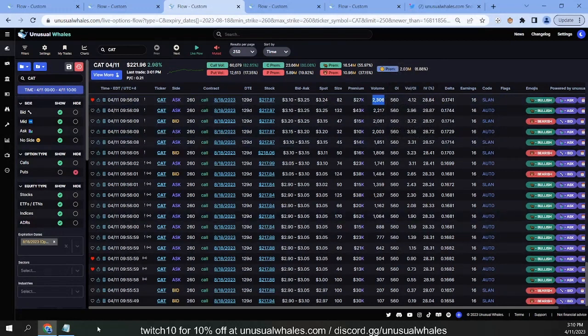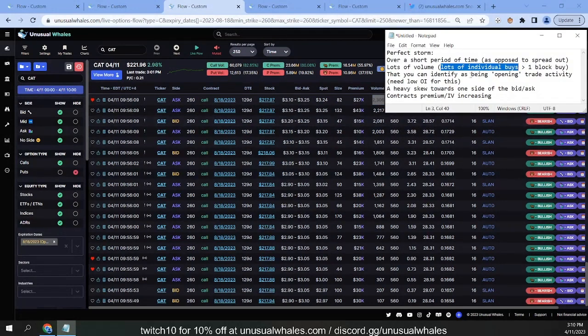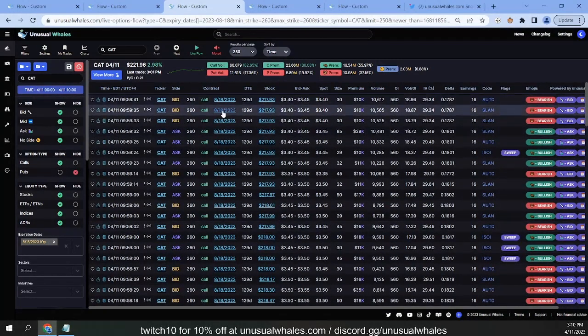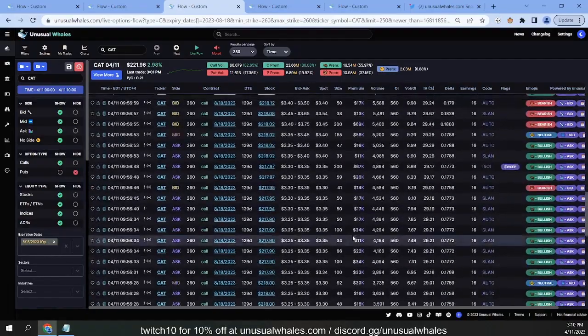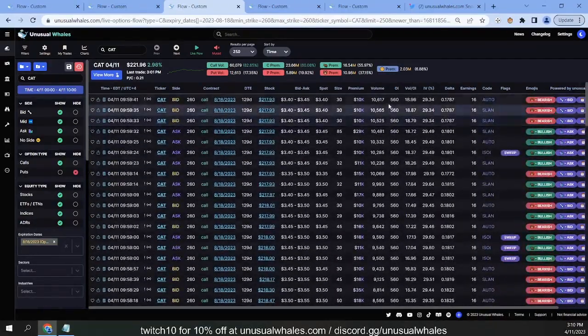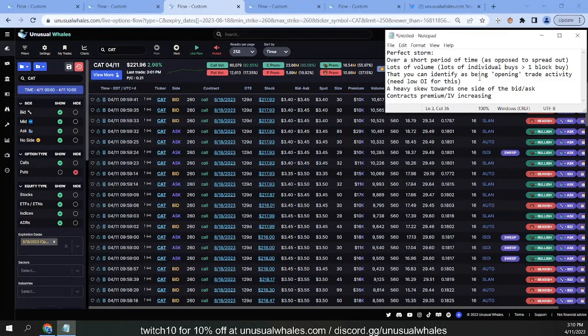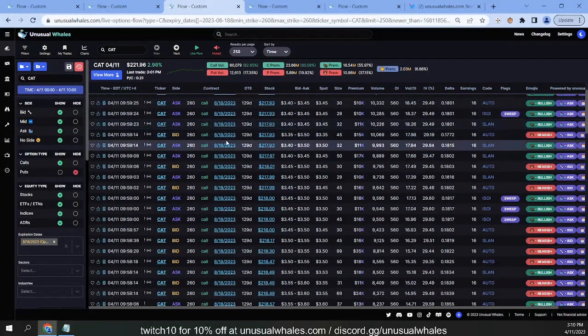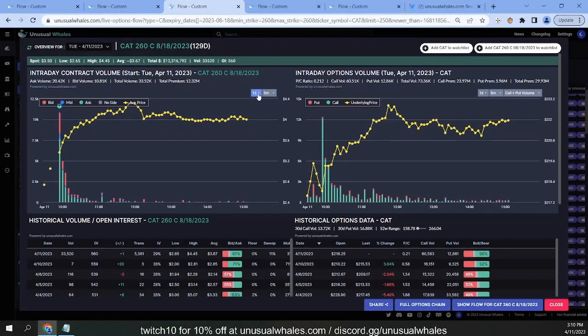So we have established lots of volume, individual buys as opposed to one big block buy, as you can see throughout the 5-minute period. We'll just focus on this 5-minute period. There's more than enough information in this 5-minute period that we can look at. So like I said, 10,000 volume, identify it as being opening trade activity. So at this point, 10,000 volume to 560 OI, again, skewed heavily towards the bid or the ask.